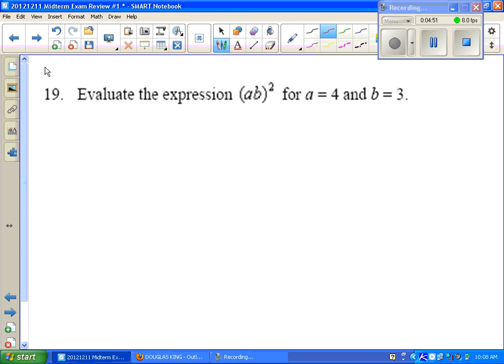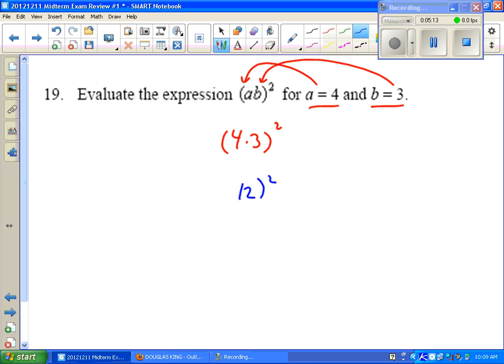Again, we evaluate an expression, a times b squared. Again, a and b are inside the parentheses, so we need to do that multiplication first. We know a's value is 4. So it's 4 times b's value of 3. 4 times 3 squared, you have to do what's inside parentheses first again. 4 times 3 is 12 squared, which means 12 times itself twice. And 12 times 12 is 144.